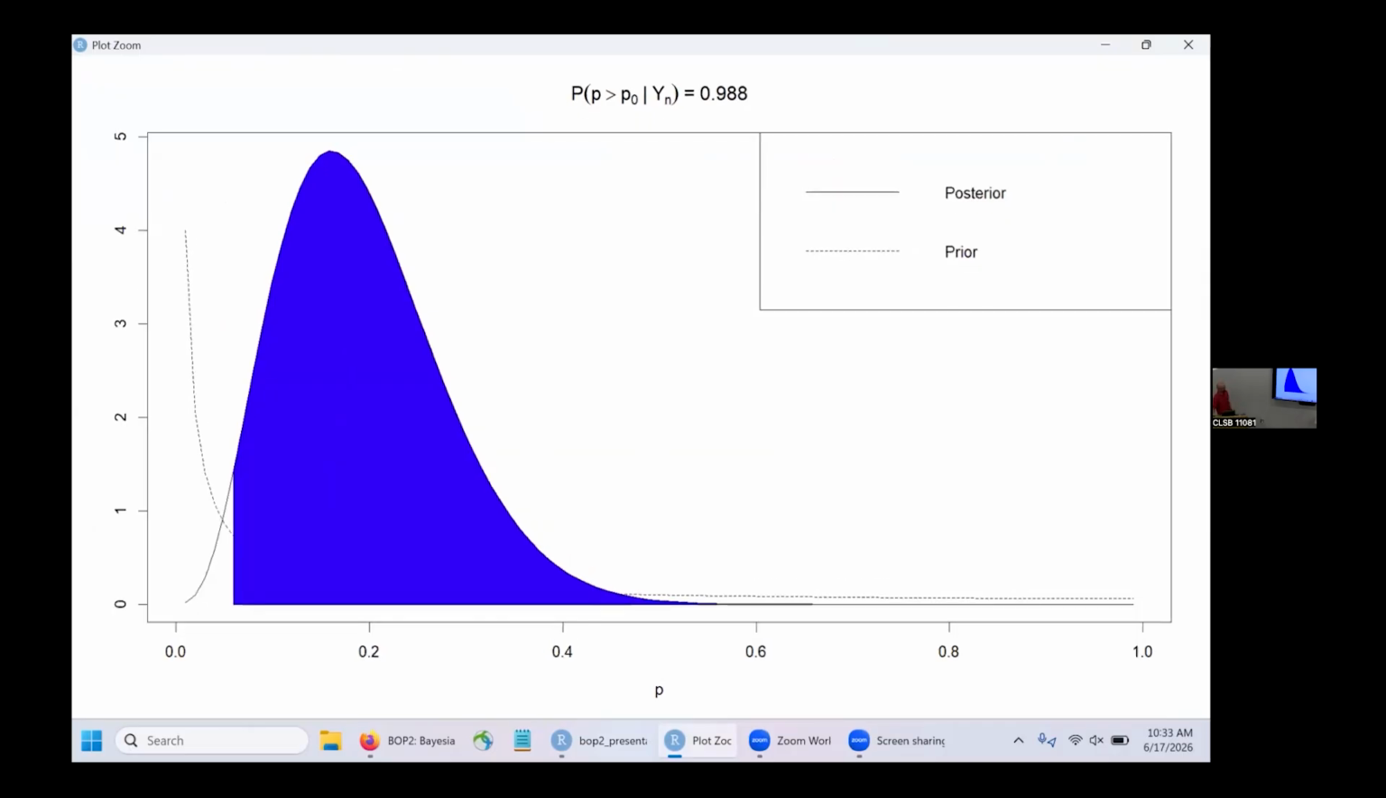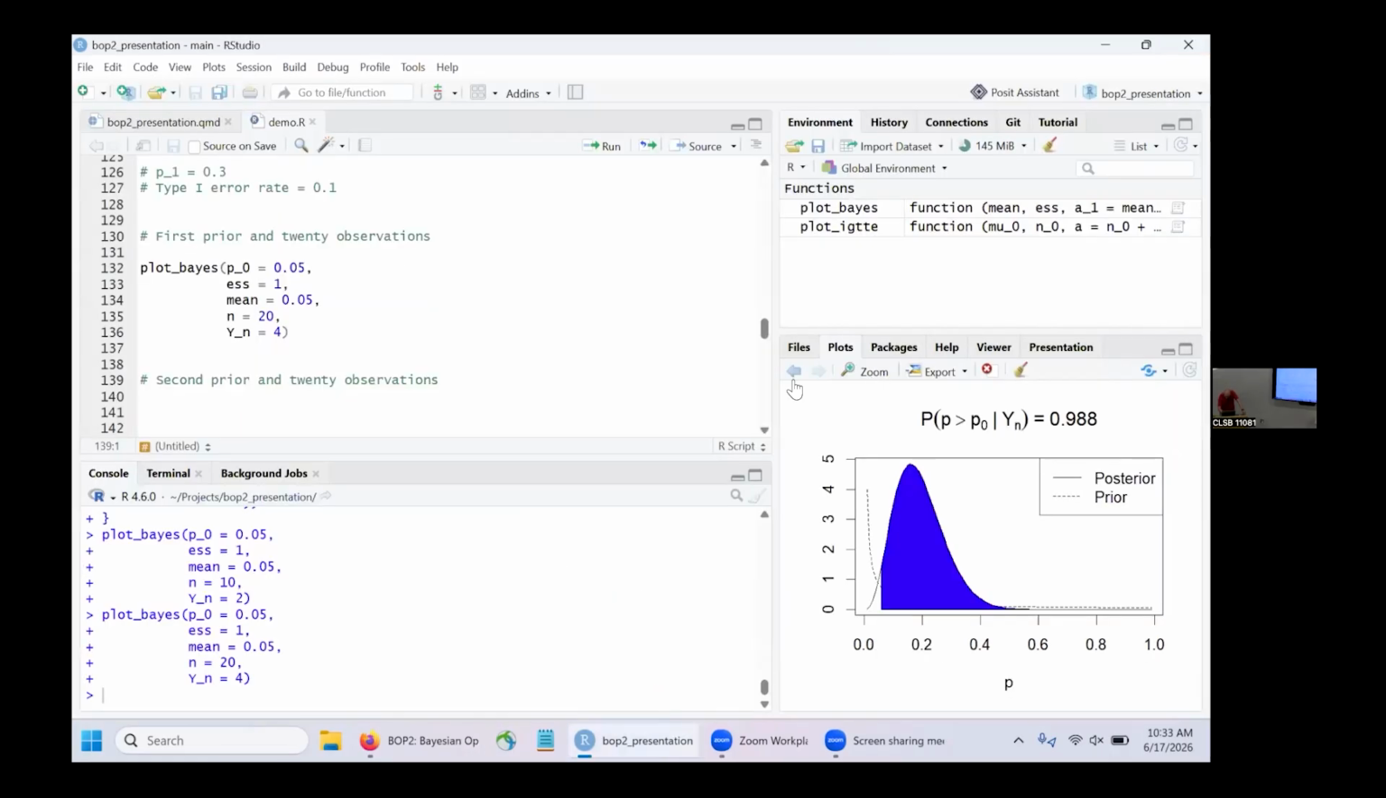The blue area got bigger. Our probability is now 0.988. It wasn't a huge shift. But actually, if we look at the y-axis, the maximum value on the y-axis is now 5. What was it previously? It was 4. So our posterior is getting taller and more peaked.